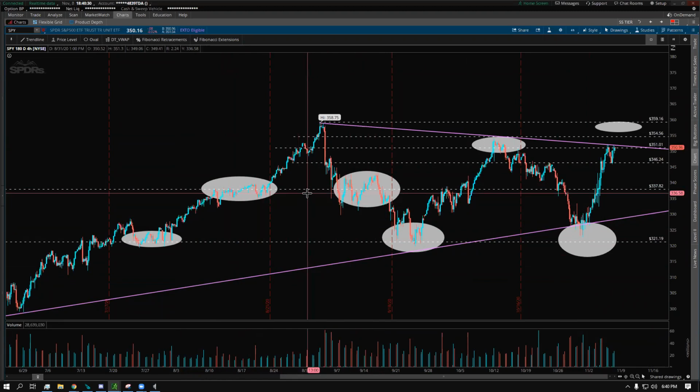Again, if SPY does gap up above 353 and stay there, we're going to have our support line at 351, and we'll see where to go from there. But right now, futures are bullish. It's only been 40 minutes. So we'll see what happens. We'll see how it shapes up.